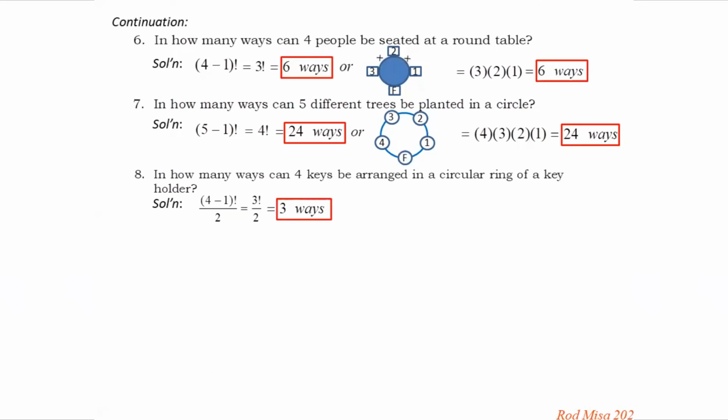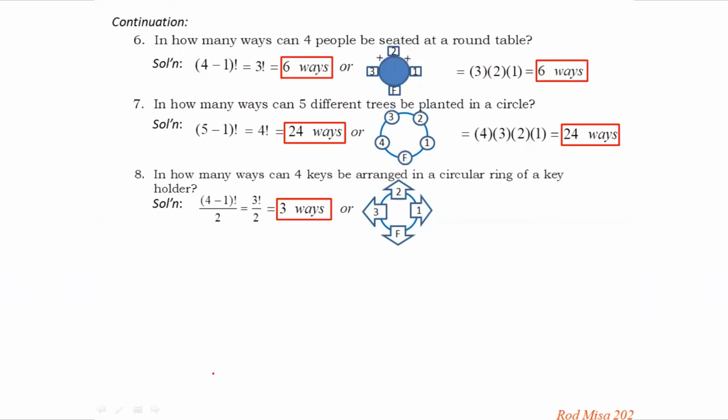But we can still use our fundamental principle of counting here. And drawing the circular ring of a key holder, I can draw also the 4 positions of the keys and use the first key as the fixed position, and the remaining 3 keys will be placed in the 3 spots there. So 3, and then 2, and then 1 there.